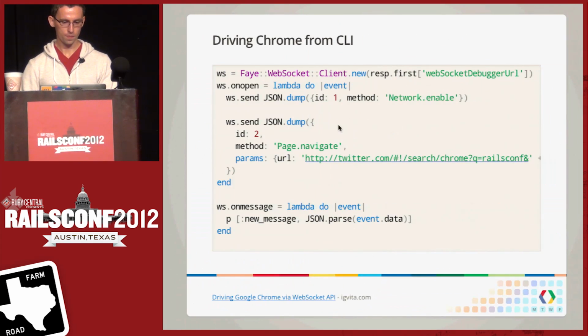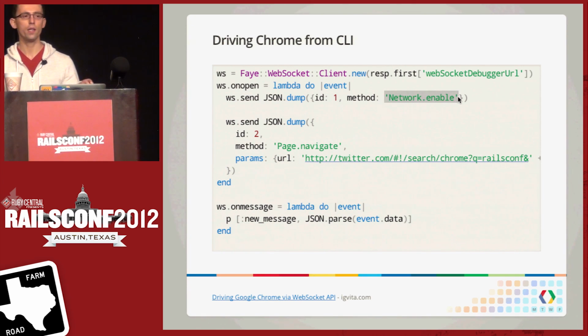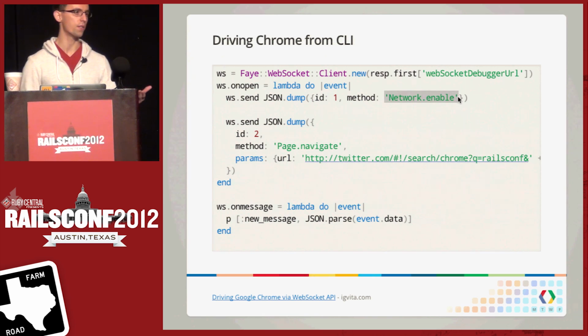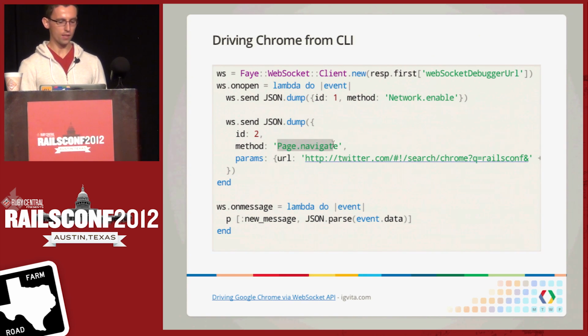So we looked at that. So what are we doing here? What is that script doing? So it's actually just connecting to a regular WebSocket. And the first thing it does, it sends a command that says network enable. And what that tells Chrome is, hey, I want you to send me network debugging or network events. And then we send the second command which says, please navigate yourself to this specific URL, right? So search for RailsConf.